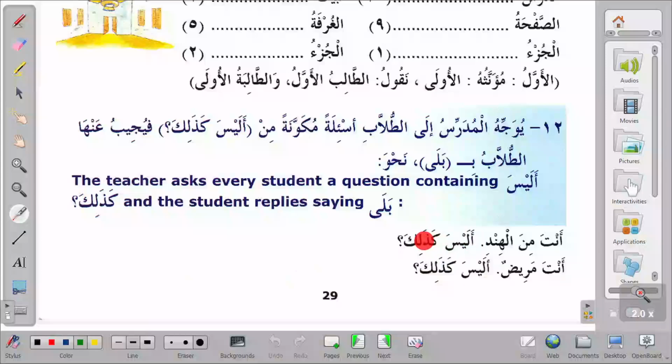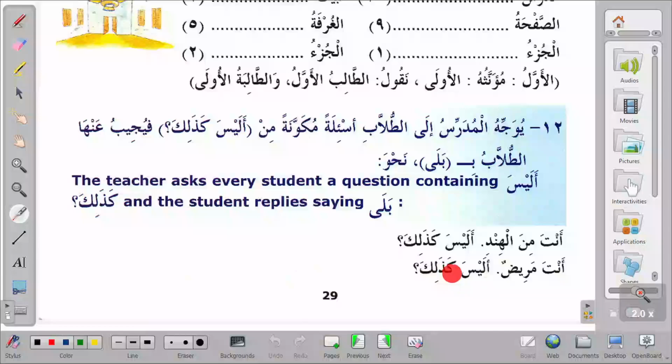When you see alaysa, okay, alaysa kazalik, isn't it so in Arabic? We are using either bala or na'am. When you use bala, it means affirmation. When you use na'am, it will mean negation. So anta maridun, you are sick. Alaysa kazalik, isn't it so? So if you want to say yes, I'm really sick, you say bala ana marid. Yes, I am sick. But if he's asking you, anta maridun, you are sick, alaysa kazalik, isn't it so? And you are not a sick person, you tell him, na'am, ana lastu bi maridin, I am not sick.